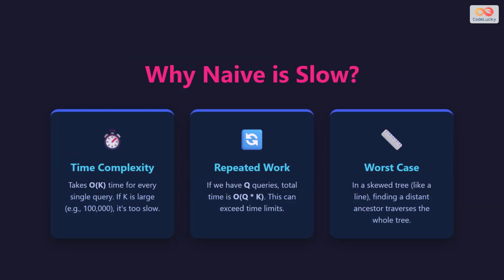While the naive approach works, it has a major drawback. The time complexity is O(k) for each query. If k is large, say 100,000, and we have many such queries, our program will be too slow. Imagine a straight line tree. Traversing it completely for every query is very inefficient.